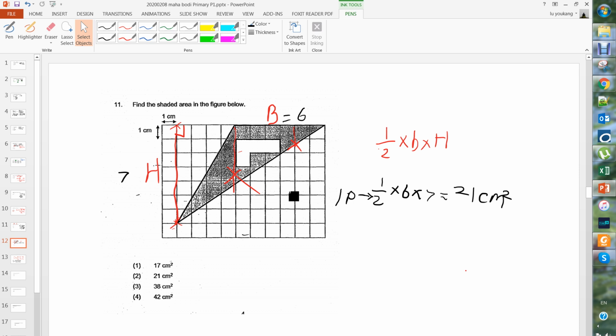How to find? Huh? How to find? No idea. Have an idea or no idea? Hey, quick lah. No idea. Can you see this whole thing is this? Can you see or not? Yeah. So the hole is made up of? Square.